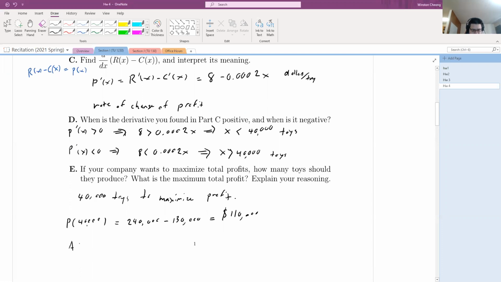And for explanation, it's pretty much what I said out loud, but after x is equal to 40,000, the rate of change of profit is negative, so profit will decrease beyond that point, I guess. I can add on.